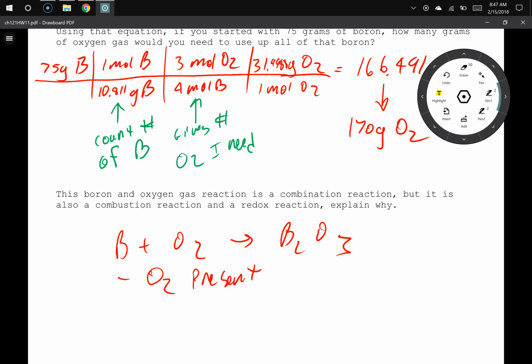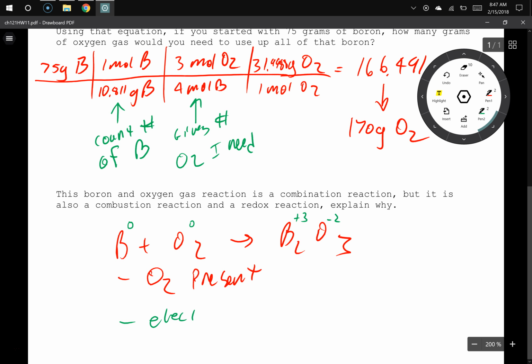Why is it a redox reaction? This boron's charge was 0. It was just an element. This oxygen's charge was 0. It was just an element. And on this side, the boron's charge is +3, and the oxygen's charge is -2. So electrons were transferred. Are there 2 R's in that? Transferred.